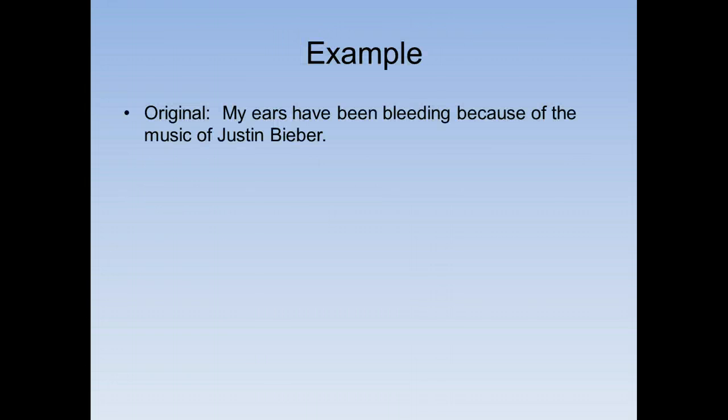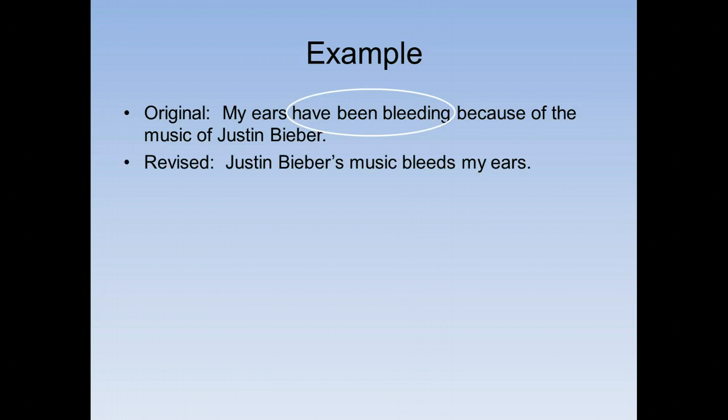To fix the sentence, "My ears have been bleeding because of the music of Justin Bieber," we must first identify and simplify the active verb. In this case, we change the compound verb "have been bleeding" to the active verb "bleeds." After getting rid of some prepositions and rearranging, the revised sentence reads, "Justin Bieber's music bleeds my ears."